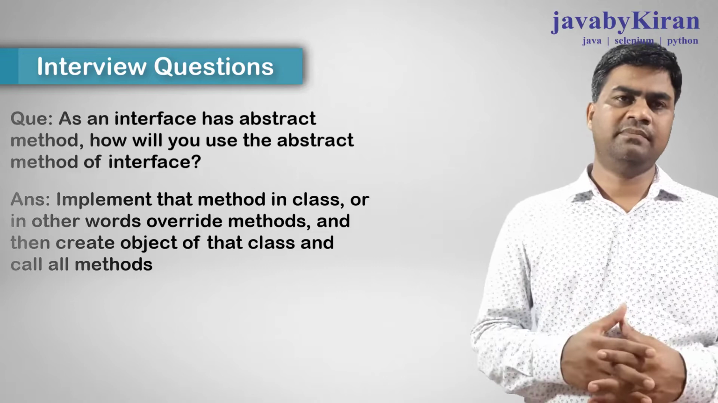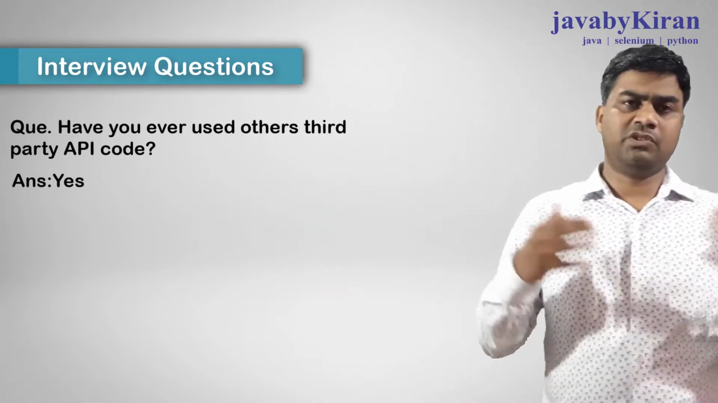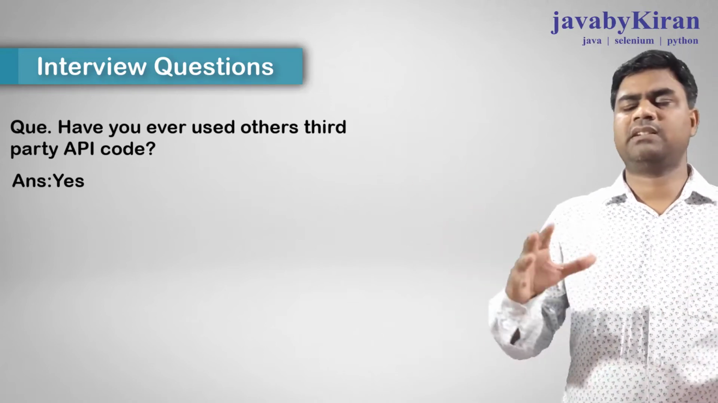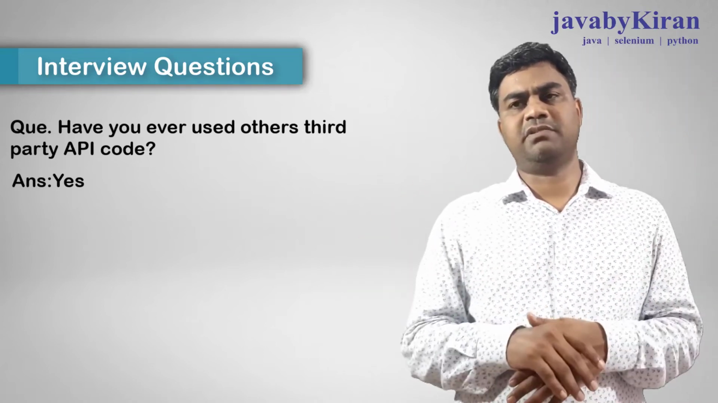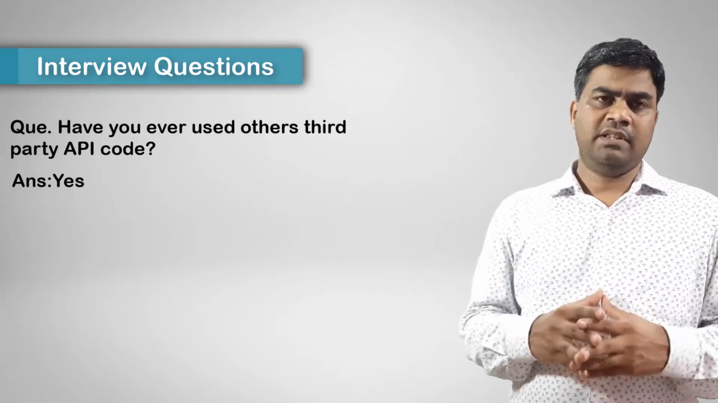Very simple. Next question may be, have you ever used third-party API? You should always say yes, if you have really used. You can say APIs I have used to show on my website, those were interfaces. You can show cricket score on your website, that is from ESPN Star Sports. So third-party APIs are there, which are exposed by different companies. You can use them. They have provided interfaces to us.